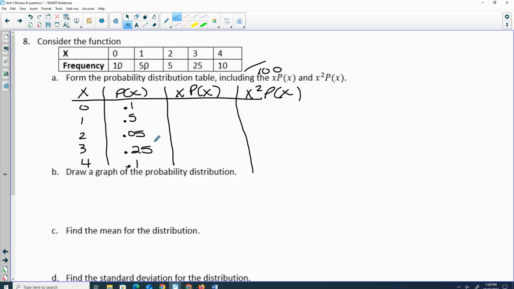Okay, from here, we're just doing what the formula says. X times p of x. So 0 times 0.1 is 0. 1 times 0.5 is 0.5. 2 times 0.05 is 0.1. 3 times 0.25, 0.75. And 4 times 0.1 is 0.4.